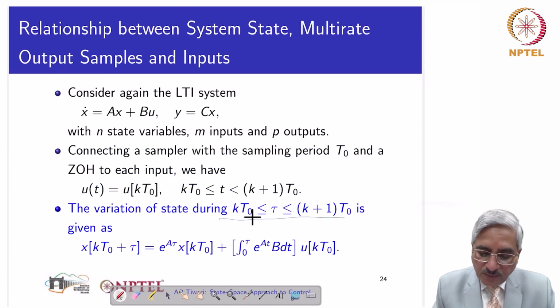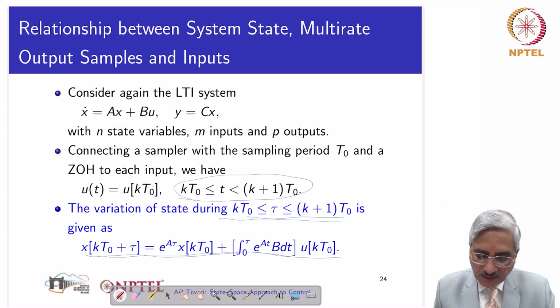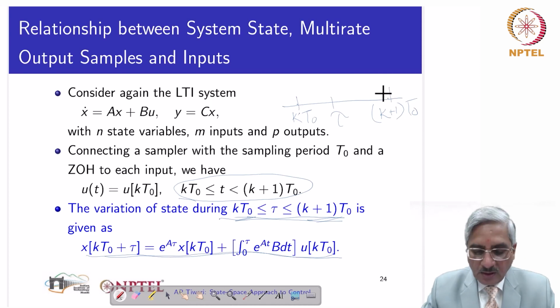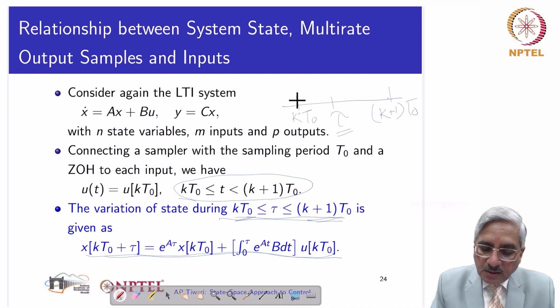Now the state will of course vary during this interval, and as we derived earlier, the variation of state during this interval will be given by this expression. Tau is between kt0 and (k plus 1)t0. So let us say this is kt0, this is the next sampling instant (k plus 1)t0, and tau is any arbitrary time between these two instants. We are somewhere in between the two and the measure is tau, and it is measured of course from here.